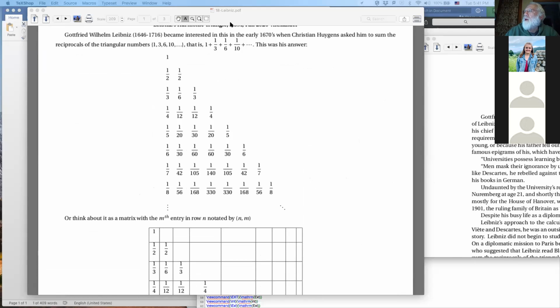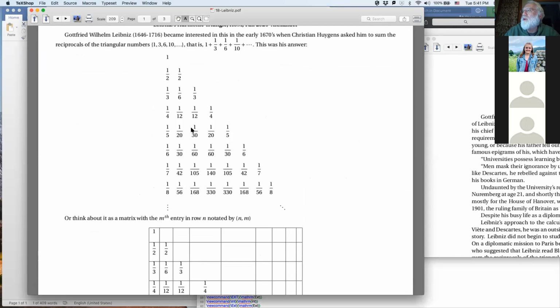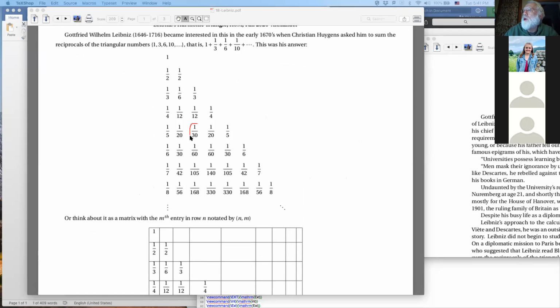Okay. So I'm going to pick a different number than 1/2. Let's say I'm going to pick 1/30. There's a couple of 1/30s. I'm going to look at this one. And the way it works is that I go down 1 and over 1, and I look at the entire column.